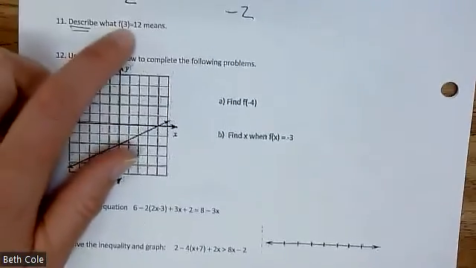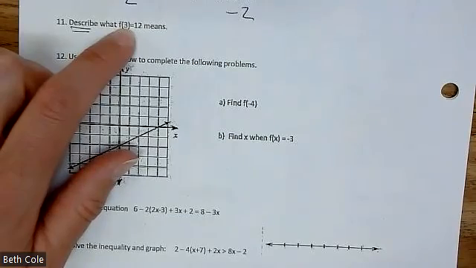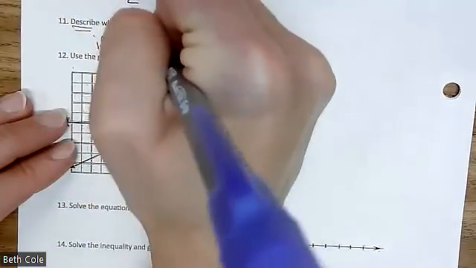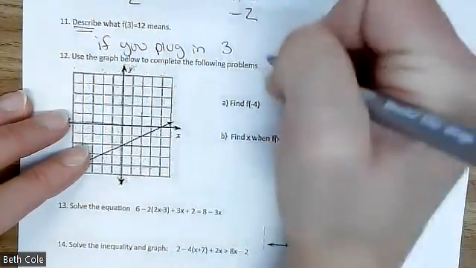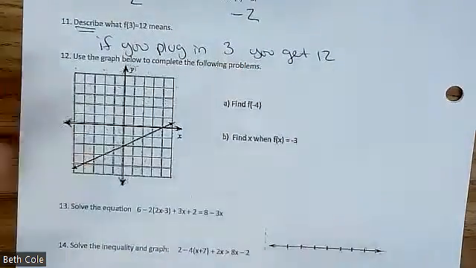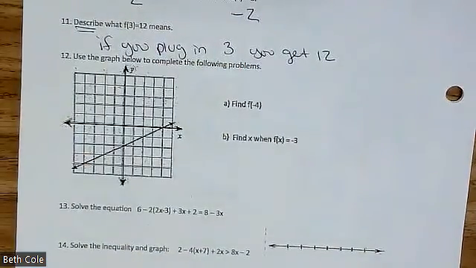So this means if you plug in 3, then what happens? You get 12. This is the input, that's the output. If you plug in 3, you get 12. The point 3, comma 12 is somewhere on that graph. You plug in 3, your answer is going to be 12. I know, isn't that wild?